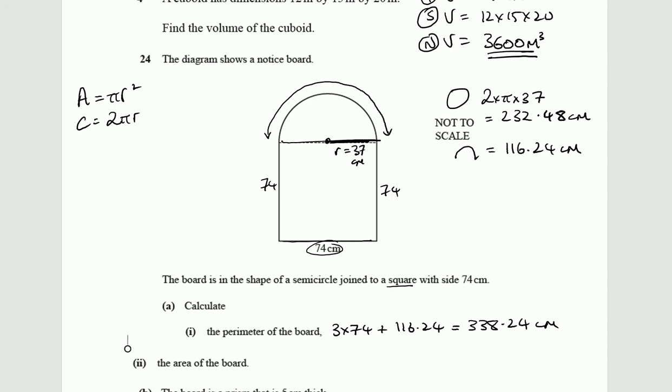Now a similar trick for the area of the board. The area of the square is obviously 74 times 74. If we do that on the calculator, we get 5,476.